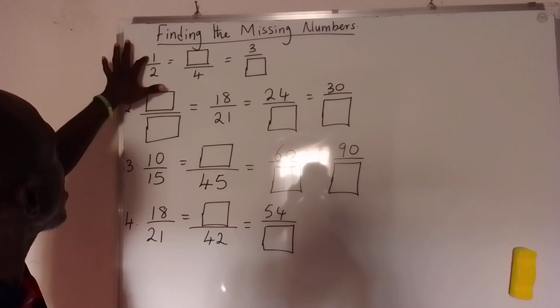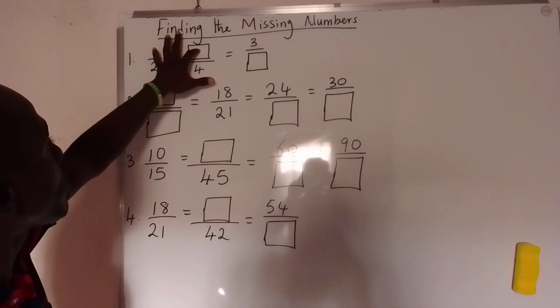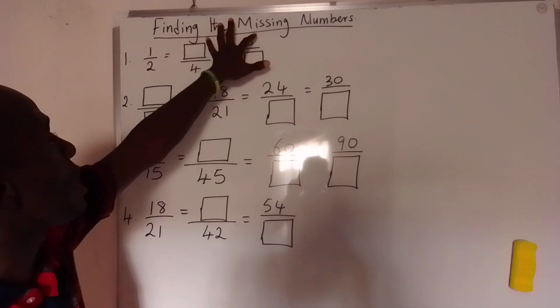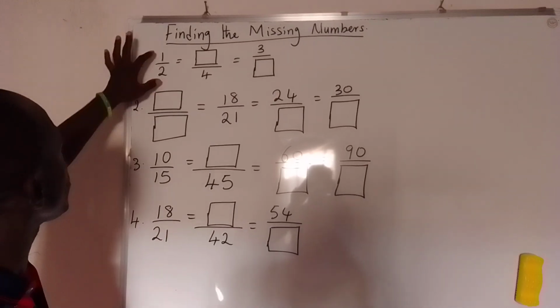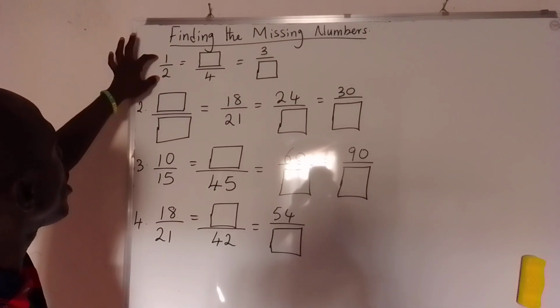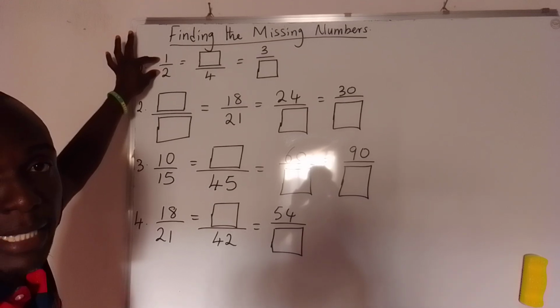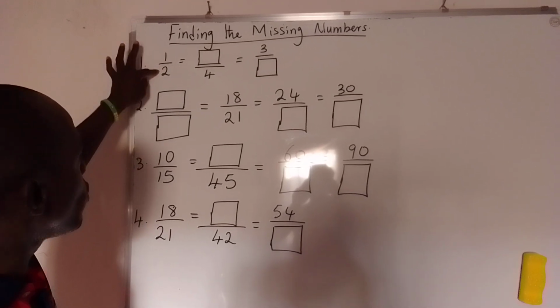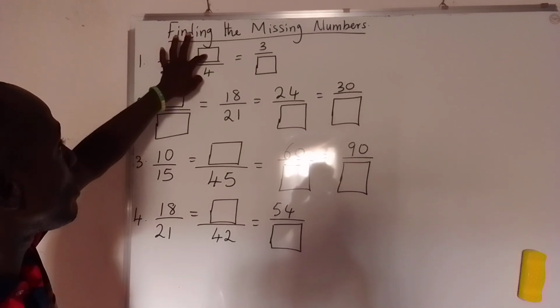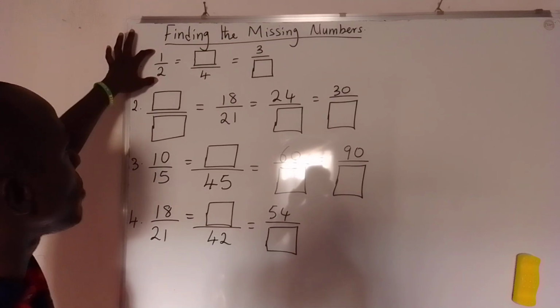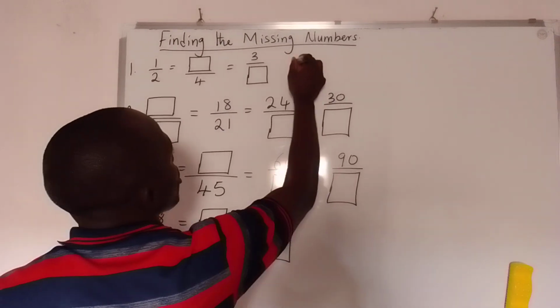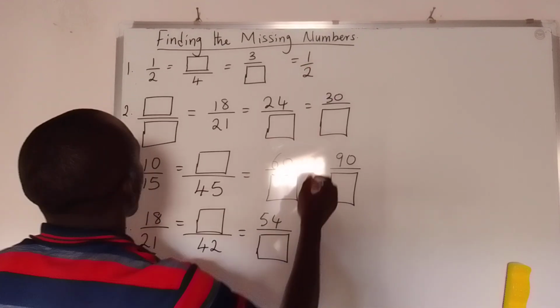We have 1 over 2 is equal to box over 4 is equal to 3 over box. Now, to solve this, look for a fraction that is complete, because this 1 over 2 is complete, this one is incomplete, this one is incomplete. So pick the fraction that is complete, which is 1 over 2.